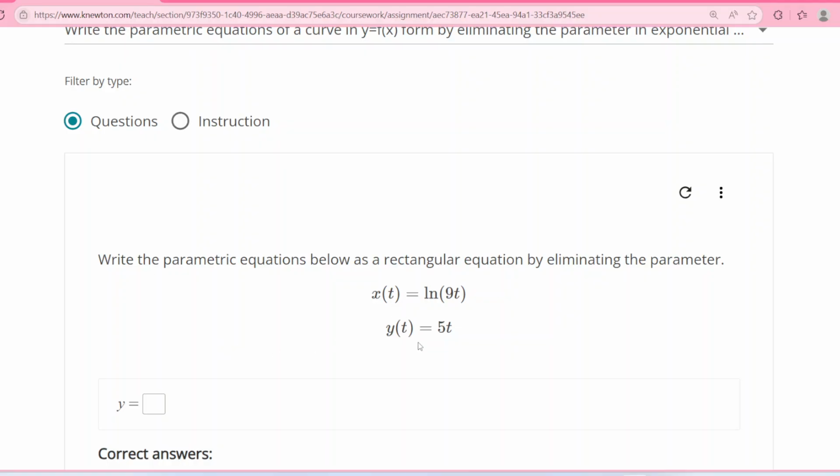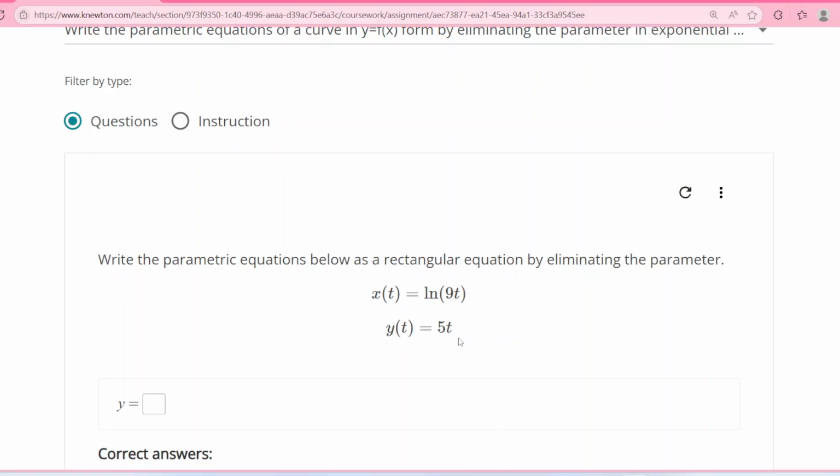The parametric equations that trace out the curve for different values of parameter t given here are x of t equals the natural log, remember that's the logarithm base e, of 9t, and y equals simply 5t, some linear equation. If you're familiar with this kind of work, pause the video, try to work it out yourself, and then come back and watch me go through it and see how you did.